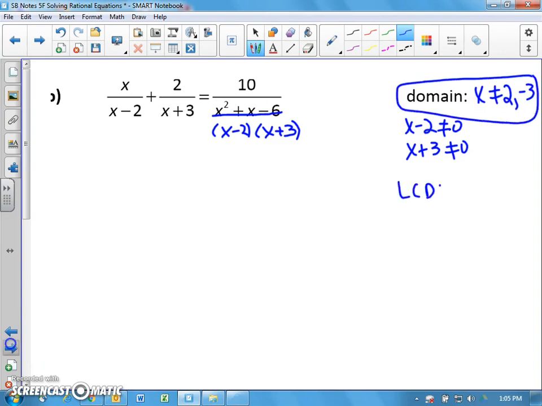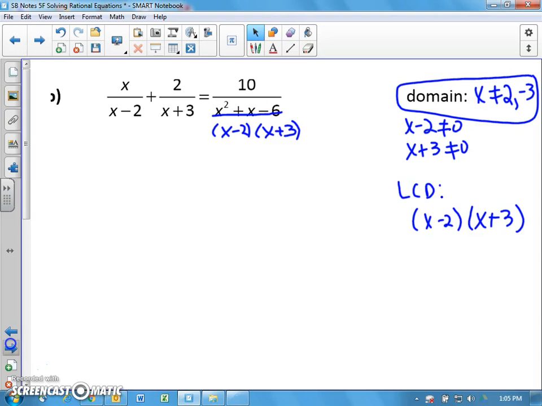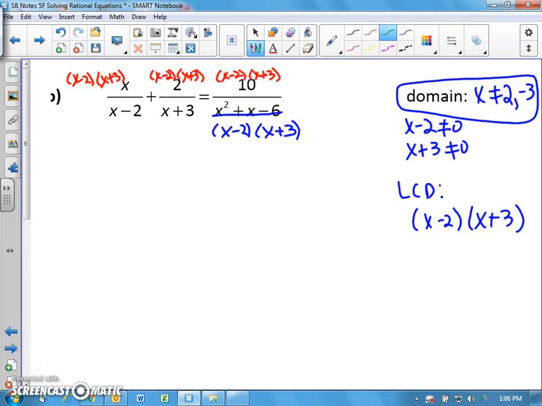Common denominator, I need all the factors that I have included. So I'm going to have x minus 2 times x plus 3. This is what I want to use to multiply all the way through the equation. So I'm going to go ahead and write that on top of each piece. Once it's up on top, then I can cancel factors that match. So here I'm going to cancel my x minus 2.